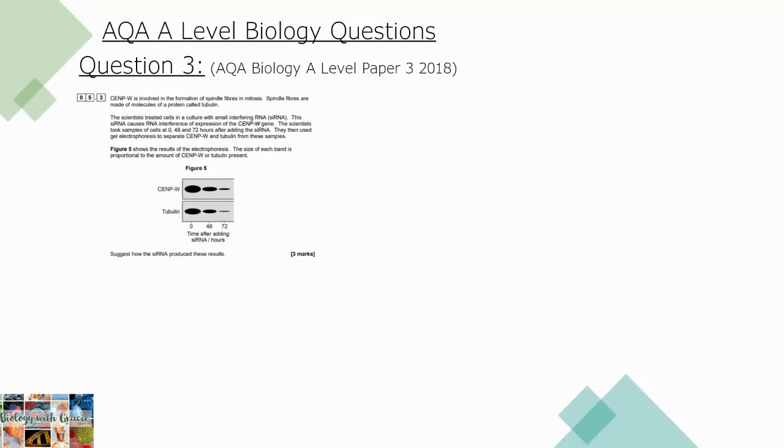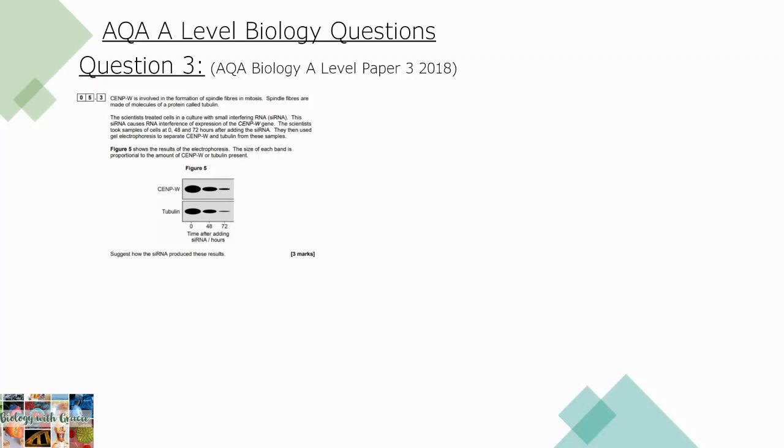They then used gel electrophoresis to separate CENPW and tubulin from these samples. Figure 5 shows the results of the electrophoresis. The size of each band is proportional to the amount of CENPW or tubulin present. So then we've got a diagram there. And then the question is, suggest how siRNA produce these results.